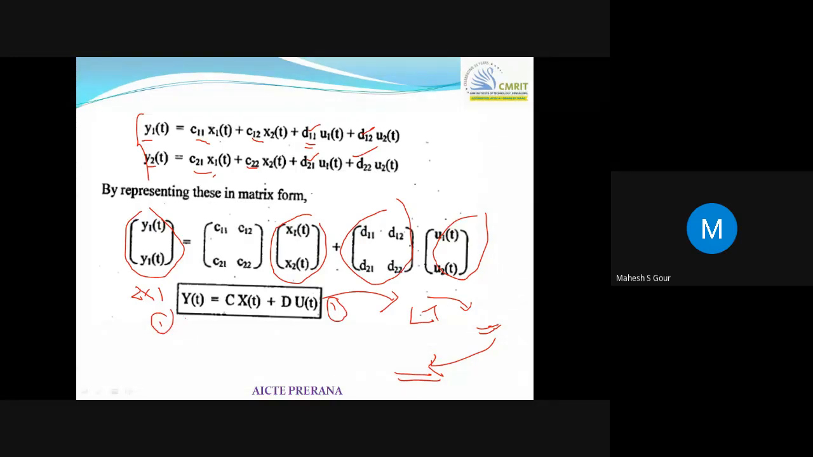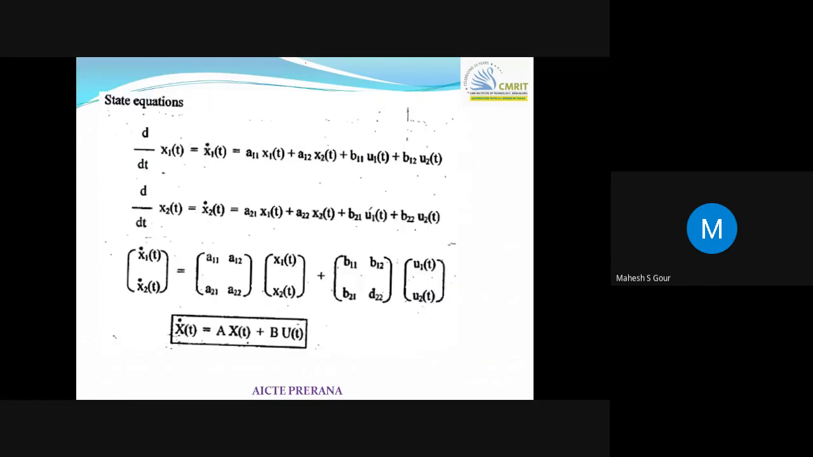So did you write down this equation? y of t is equal to cx of t plus du of t? Yes, sir. Done? Okay, so we'll move on to the second equation.